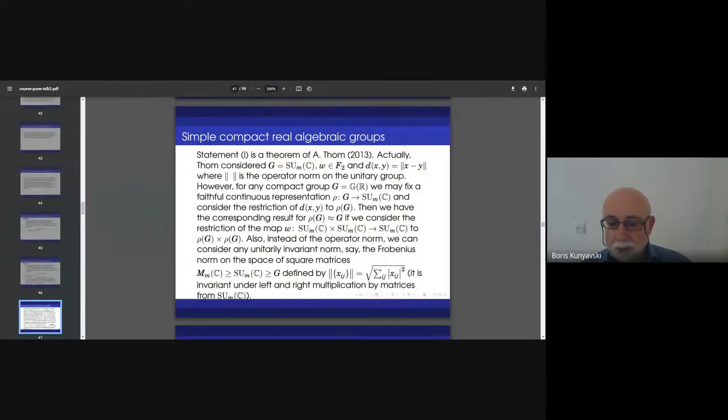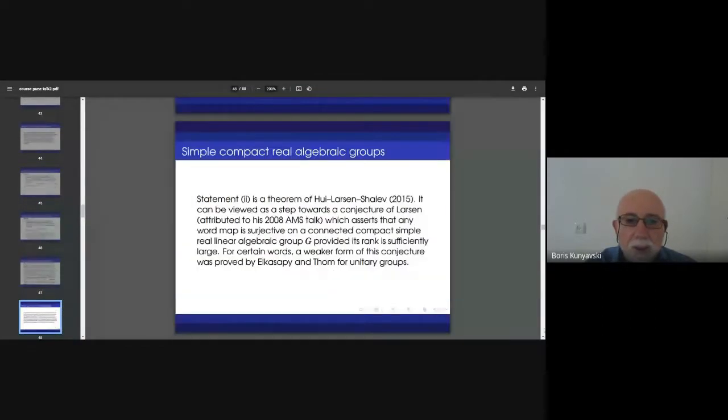In fact, what we need is some invariant norm. This means that it does not change after multiplying on the left and on the right by unitary matrices. The Frobenius norm is just the usual square root of the sum of squares. This version of the proof is contained in our survey. Essentially, it's the proof due to Thom, nothing more than that, but with some little modifications.